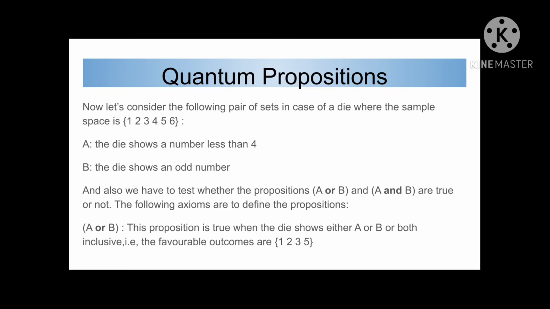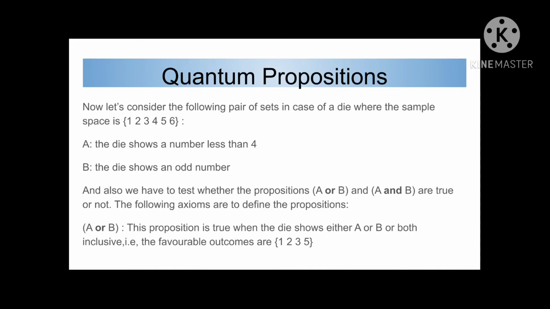What are they? Let us take a look at them. They are A or B and A and B. Okay, these are the two propositions that we are going to talk about, and we need to put on some axioms to define these propositions, and these are related to the set logic of classical physics, which is also called Boolean logic.